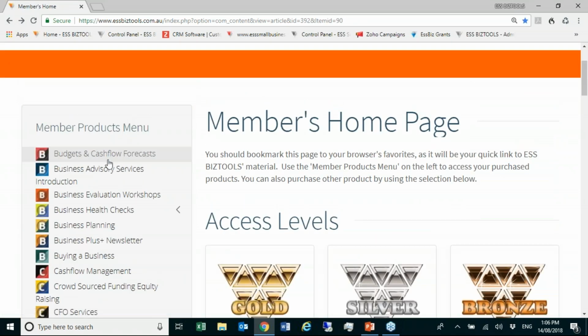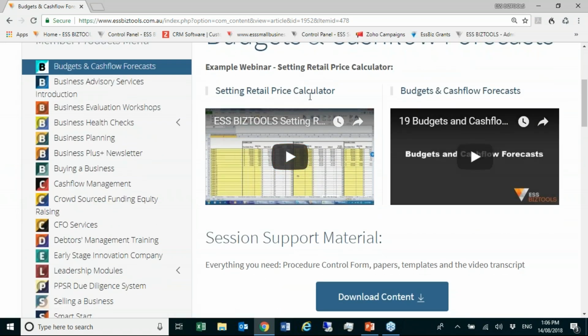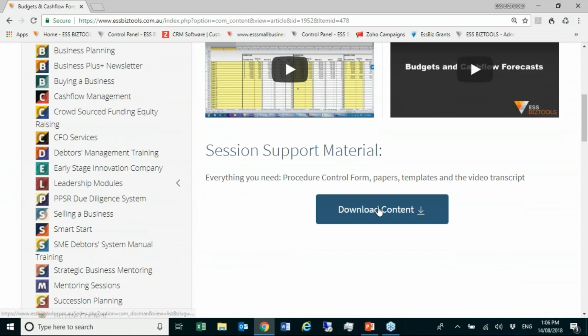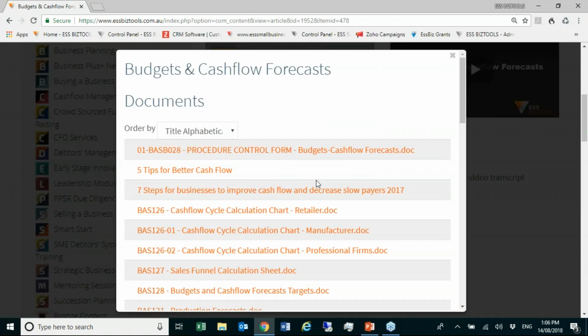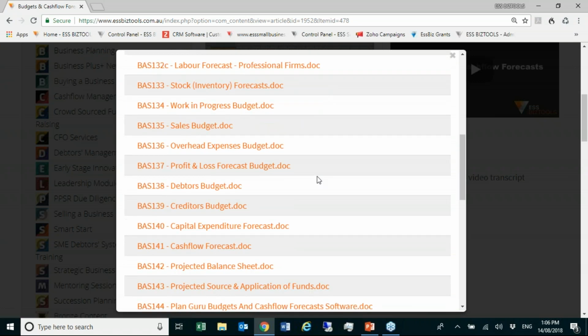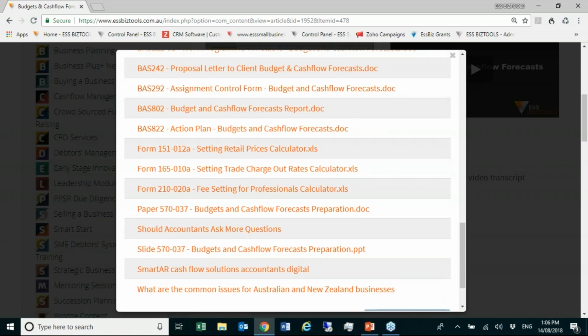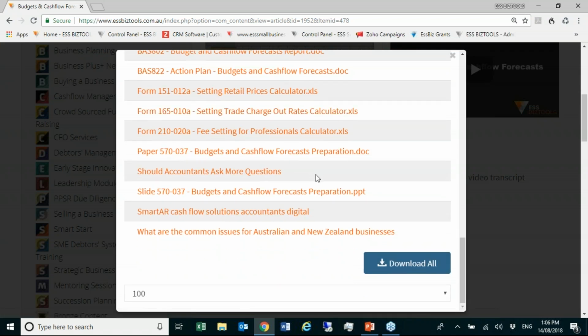The next item that I want to talk to you about is the budgets and cash flow forecasts. This is where we got the retail price calculator, the trades charge out rate calculator, and the professional fees charge out rates. So there's a whole range of material there that you would normally click on to the procedure control form, and then you would get access to that.